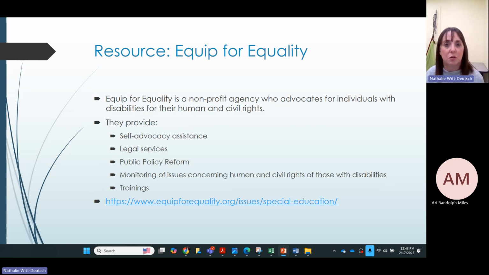So they really try to ensure that rights are not just within our state. They're trying to help ensure that it's going across, nationwide as well. They monitor issues concerning human and civil rights for those with disabilities, and they also provide trainings both to parents, school districts, and the likes.